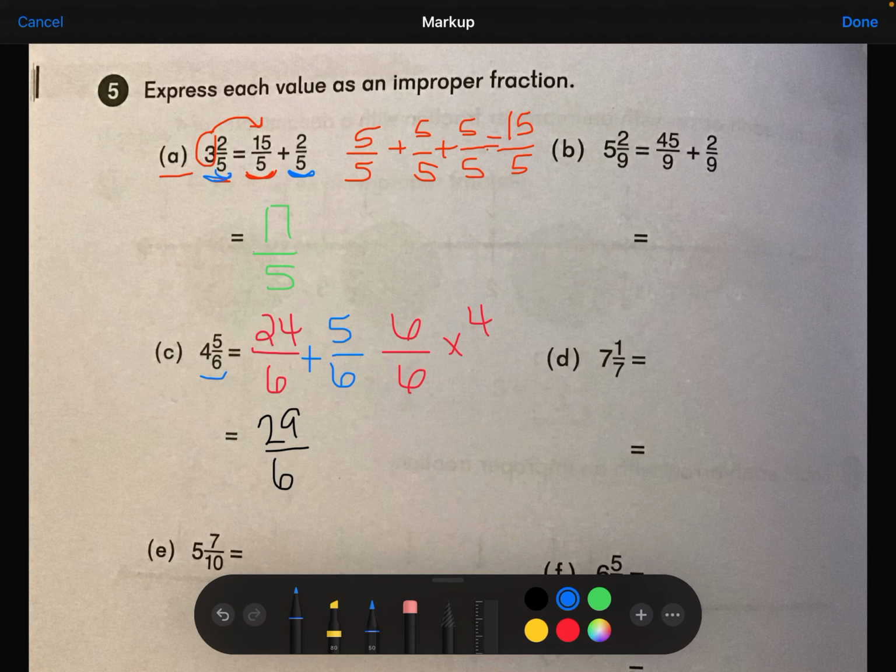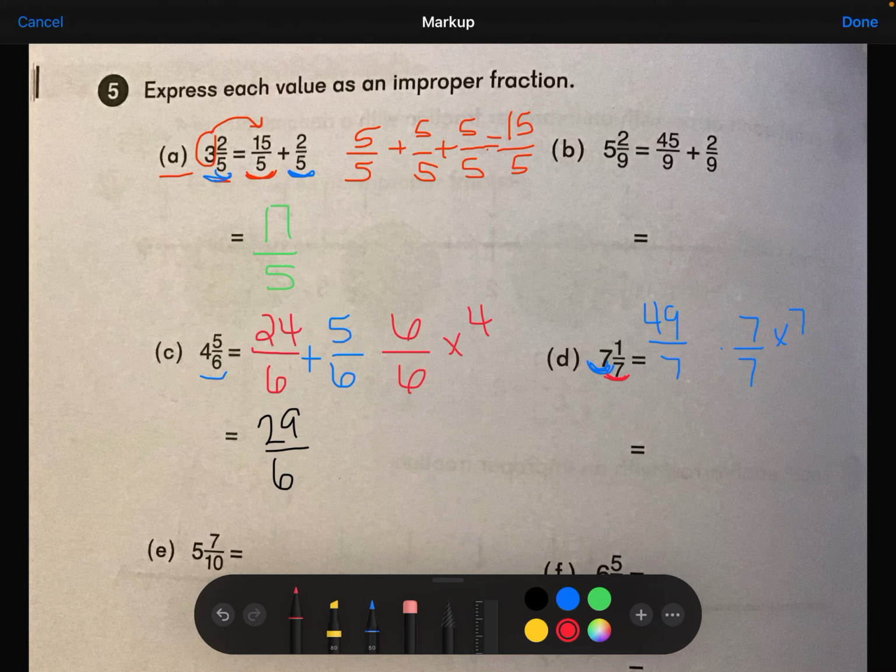So step 1, figure out what your denominator is, which is going to be 7. And figure out how to represent your whole number as an improper fraction. Well, I know that 1 represented here as an improper fraction would be 7 over 7. And I need to figure out how many 7 wholes is, which would be 7 over 7 added to itself 7 times, or 7 times 7 for our numerator piece, which is 49.